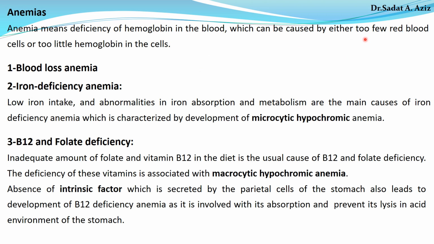And based on the cause of the anemia, we can say if the hemoglobin deficiency is related to what? To the number of the red blood cells, or the amount of hemoglobin? Or it might be related to both of them. Okay? So the first cause of the anemia is blood loss anemia.